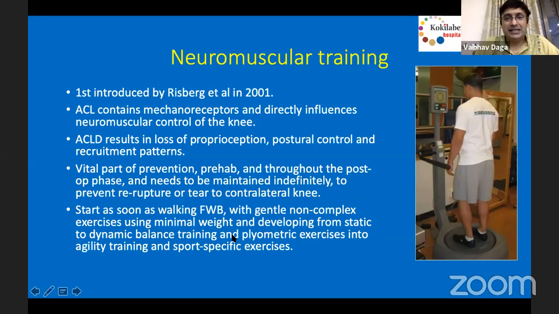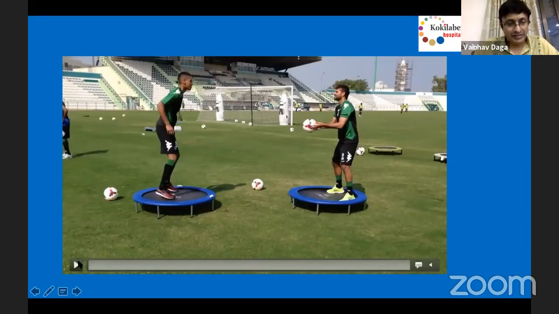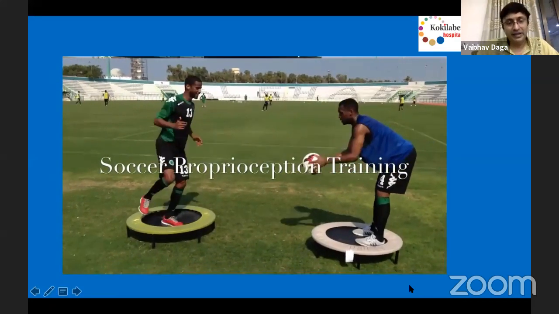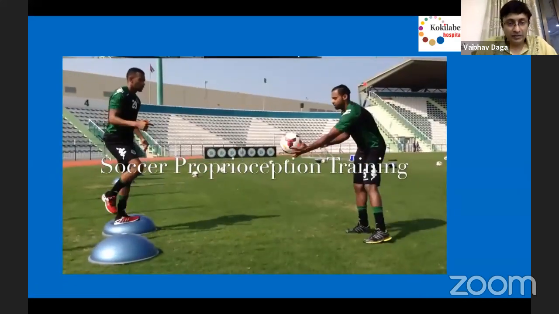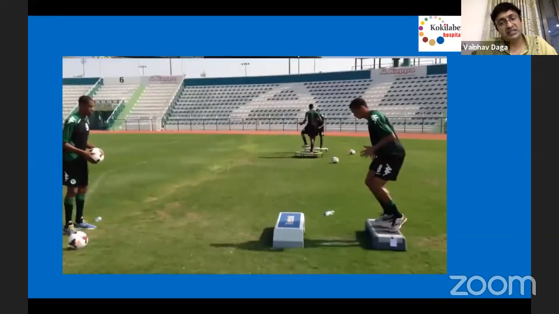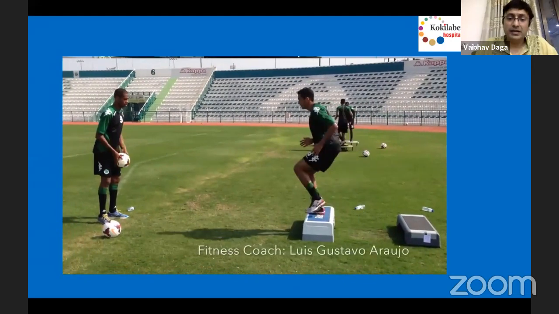So as I said, the neuromuscular training should start as soon as walking is full weight bearing, with gentle non-complex exercise using minimal weight, developing from static to dynamic balance training and plyometric exercises, into agility training and sports-specific exercises going ahead. So these are the ways neuromuscular training exercises are done. These are very commonly done. You can see how these are also used as prevention exercises in soccer proprioception training.